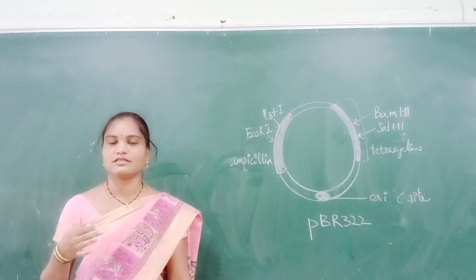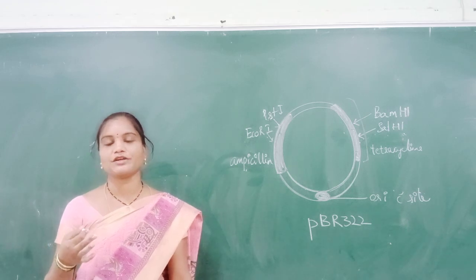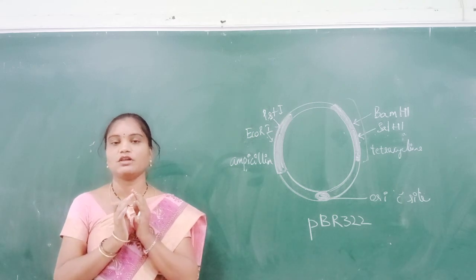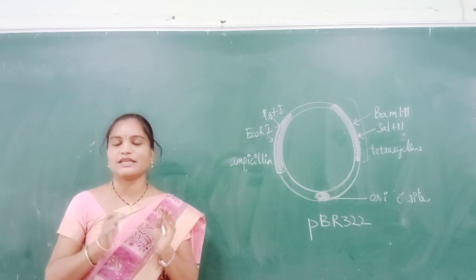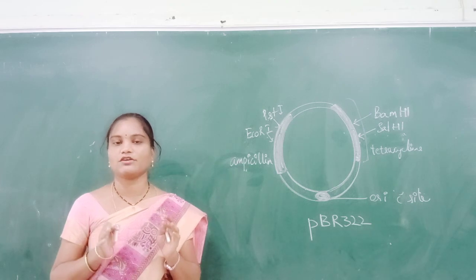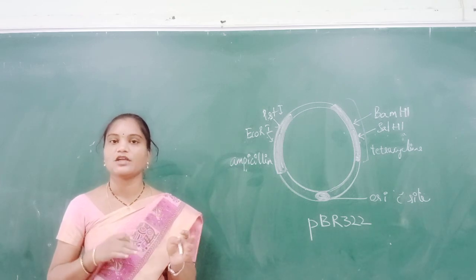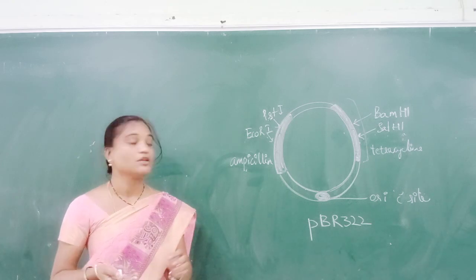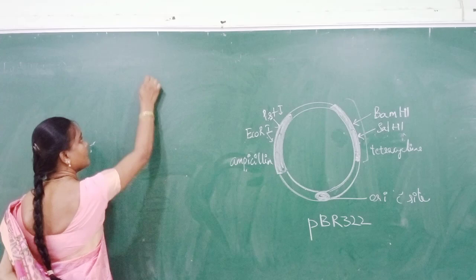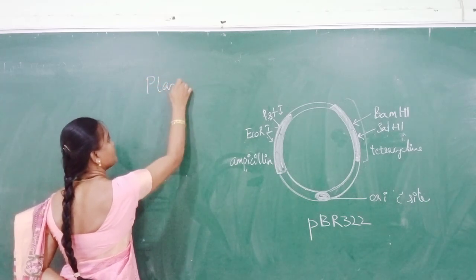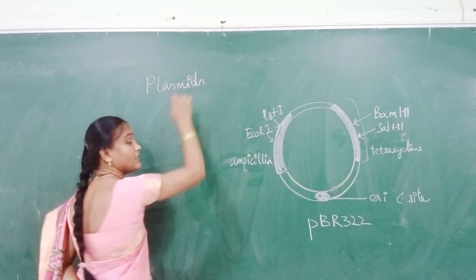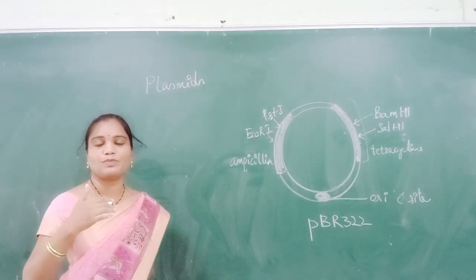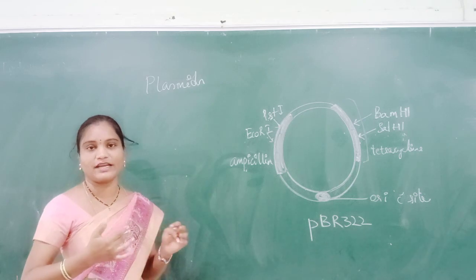So in vectors, whenever you are going to insert your gene of interest of a very small size DNA molecule, then a plasmid is used as a vector in order to carry your gene of interest to the host organism, in order to produce more copies of your target DNA molecule, right? So here we will be learning about plasmids and their characteristics as a vector.